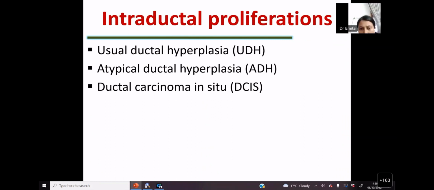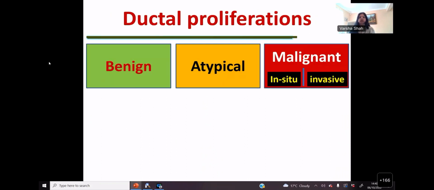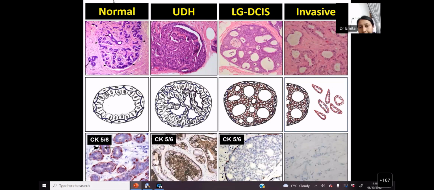So now moving on to intraductal proliferation as opposed to lobular proliferations, you can get usual ductal hyperplasia, atypical ductal hyperplasia, and ductal carcinoma in situ, which I won't be covering today. So this is just the schematic presentation: benign, atypical, and malignant, which could be in situ or invasive. So we have a normal here, and usual duct hyperplasia. So what's the difference here?